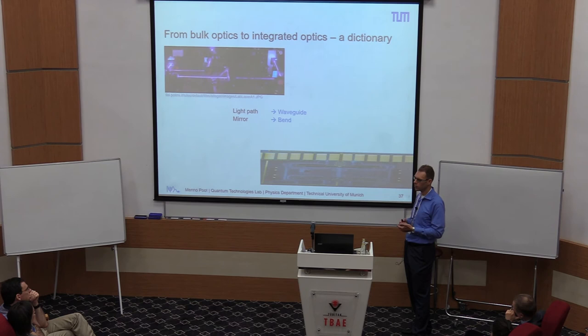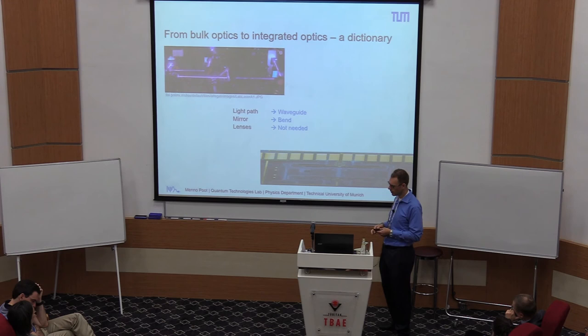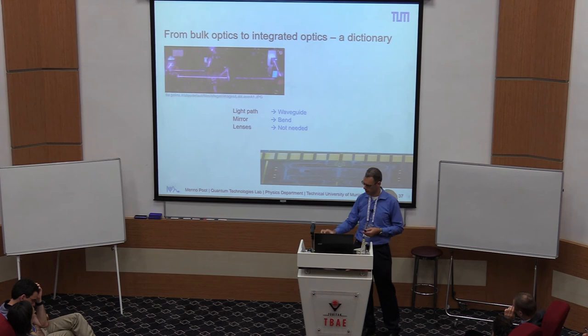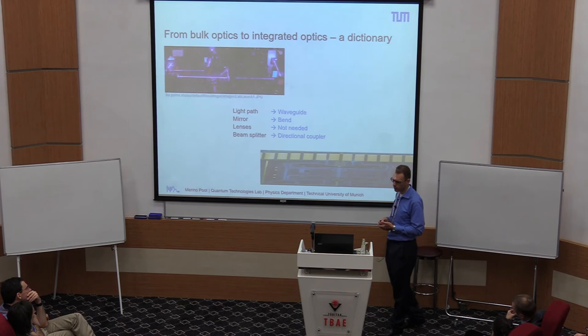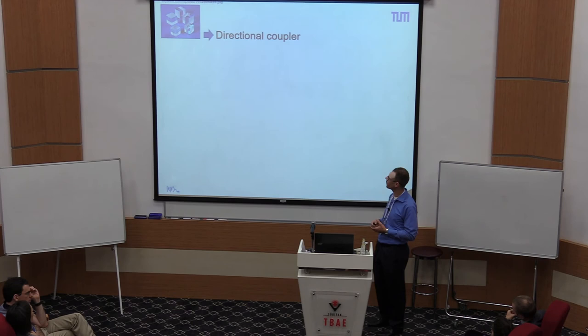Lenses we don't need, because we can have single mode waveguides, so we don't have to care about the spatial profile. And another very important thing is what we have here, a little beam splitter cube. You'll see many of these in these experiments here. And in our case, that will be a so-called directional coupler. So these we have already seen, so let's focus a little bit on this particular element that we have here. So these beam splitter cubes are now directional couplers in our photonic implementation.